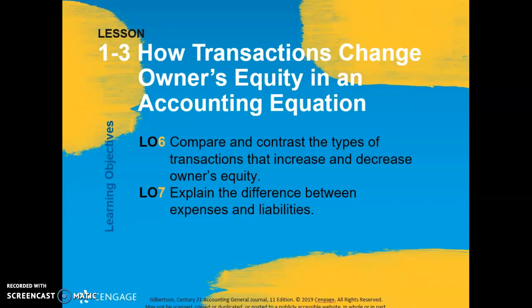On lesson 1-3, we're going to talk about how transactions change an owner's equity in an accounting equation. Our objectives: we're going to compare and contrast the types of transactions that increase and decrease owner's equity, and we will also explain the difference between expenses and liabilities. And just like lesson 1-2, make sure you watch the video and work along with the Work Together at the end of this lesson. That'll be really important for you to understand and learn how to do these transactions.